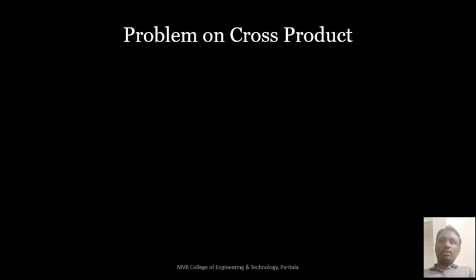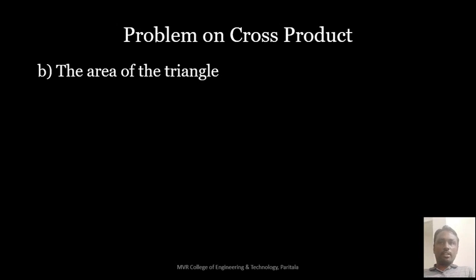So the next one is we need to identify the area of the triangle. This is the application of the cross product. I already told in the previous class, the application of the cross product is that by using the magnitude, we can identify the area of the triangle that is formed by the two vectors. So using the magnitude, you can identify the area of the triangle.